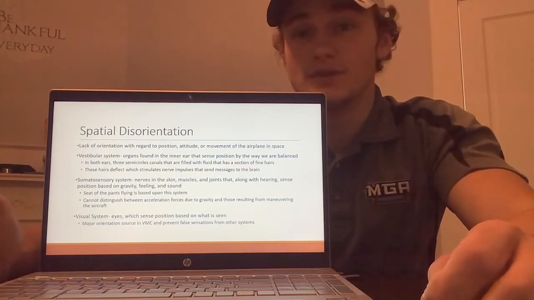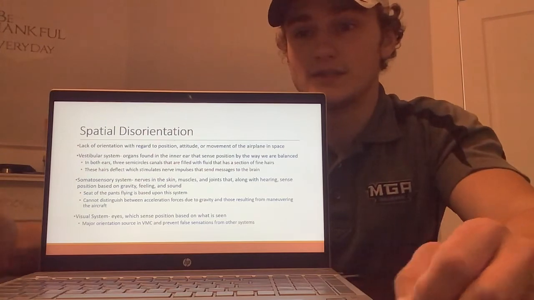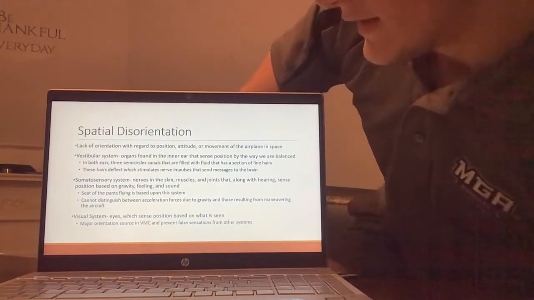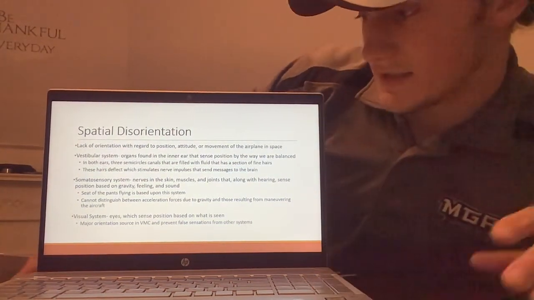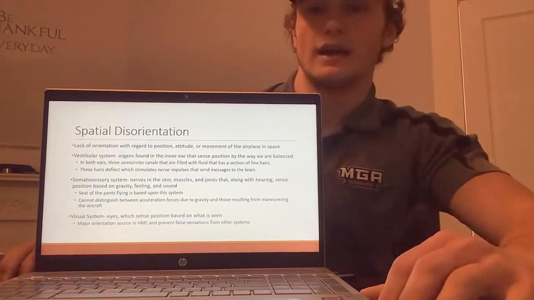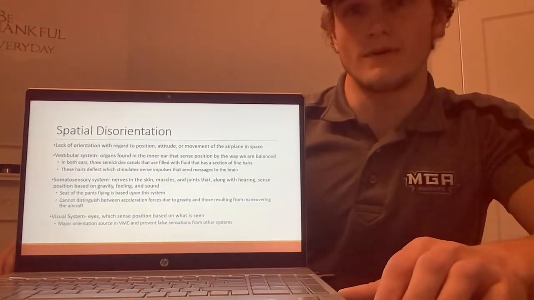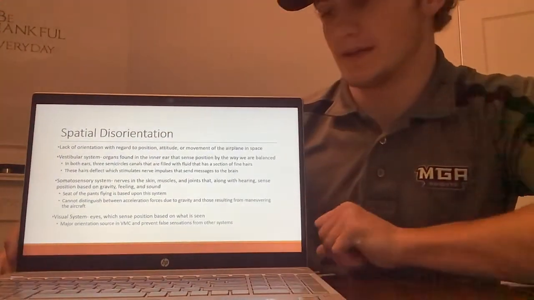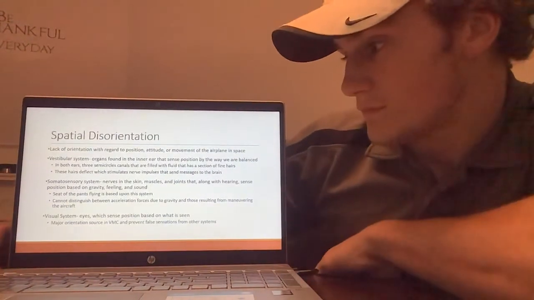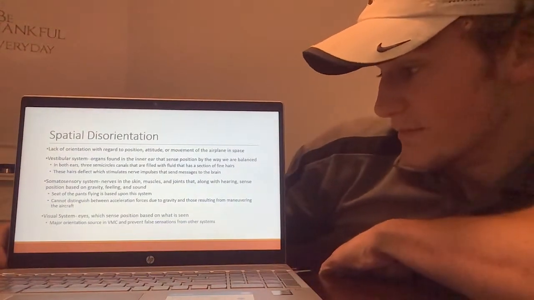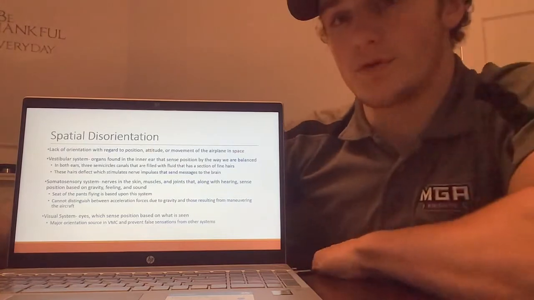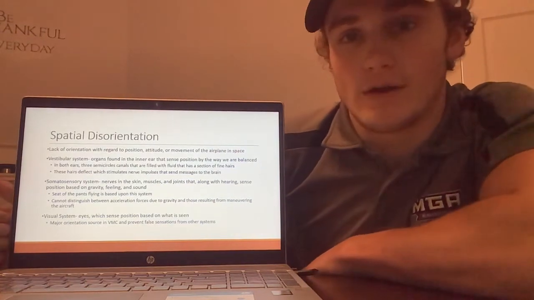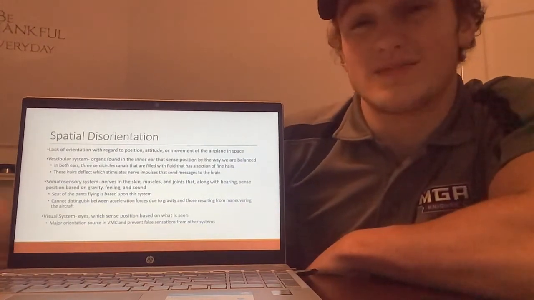That's the vestibular system. And then the somatosensory system is basically how our body and joints feel, based off of gravity and the feeling that we have within our aircraft. It's flying by the seat.